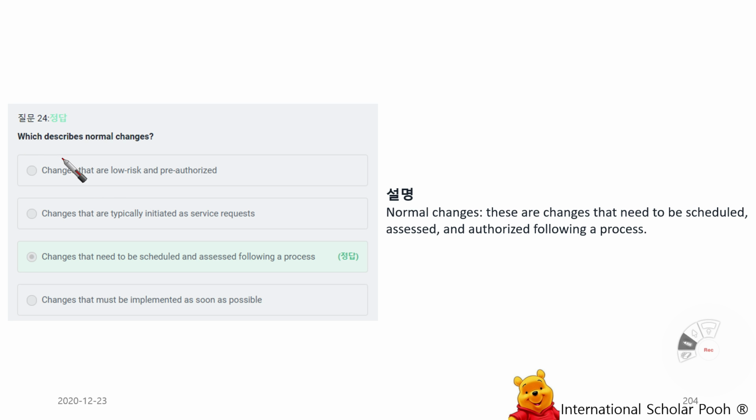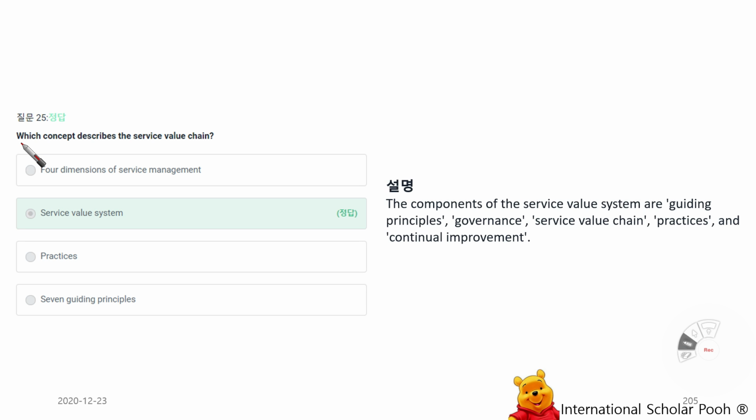What describes normal changes? Changes that need to be scheduled and assessed following a process. Normal changes. These are changes that need to be scheduled, assessed, and authorized following the process. Which concept describes the service value chain? Service value system. The components of the service value system are guiding principles, governance, service value chain, practices, and continual improvement.